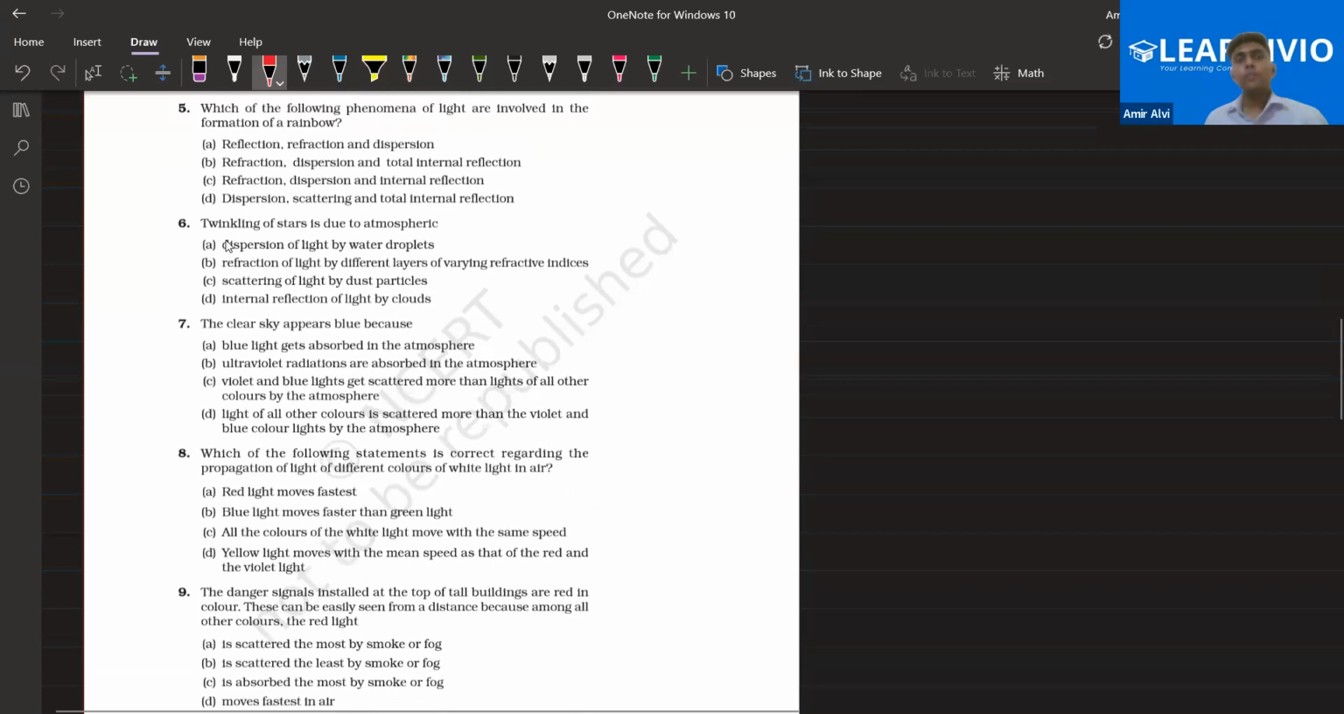Next thing, which of the following phenomena are involved in the formation of a rainbow color? Basically, when the light travels from air to water, because a rainbow is formed when the droplets are suspended in the atmosphere or in the air, right? So it means that when the light travels from the air to water, there will be a change of medium. Basic condition: if the light is traveling from one medium to another medium, the first phenomenon that will happen is refraction, right? Because change of medium will lead to refraction.